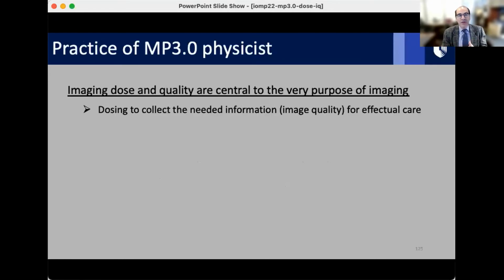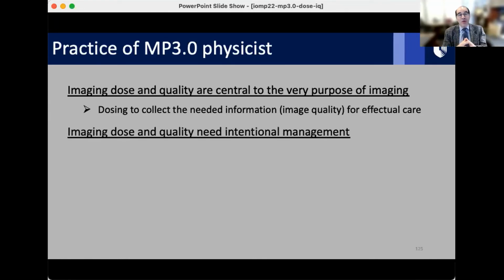In the practice of medical physics 3.0, we need to realize that imaging dose and quality are central to the very purpose of imaging. It's not something we do on the side. Remember, image quality is what imaging is all about. And how do dose and quality relate? We are dosing the patient to collect the needed information, which is image quality, for effectual care. That is the definition of imaging, by the way. And we are at the center of it. Physics and physics work is in the center of that space.